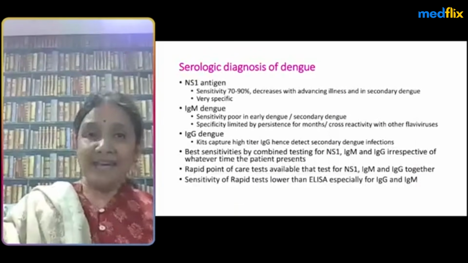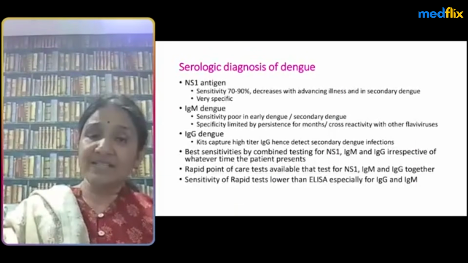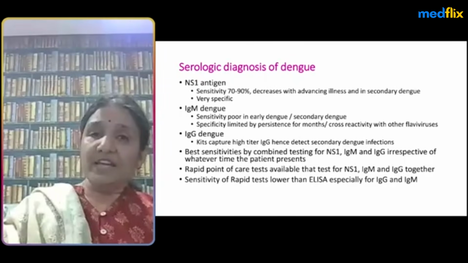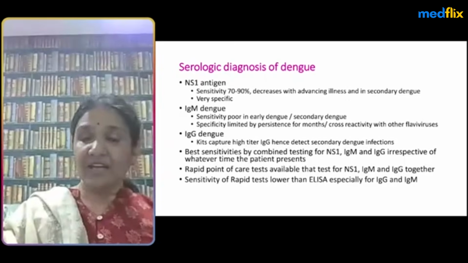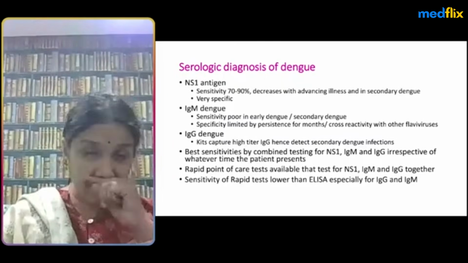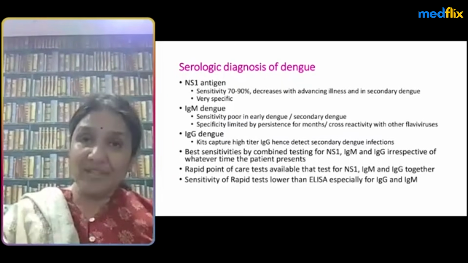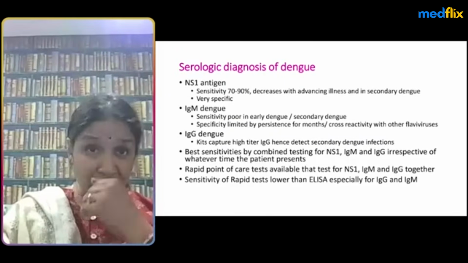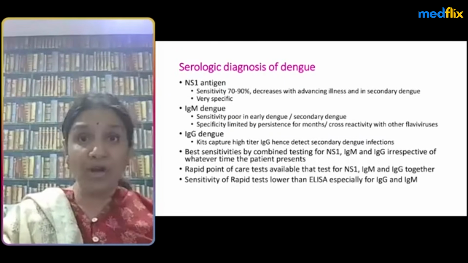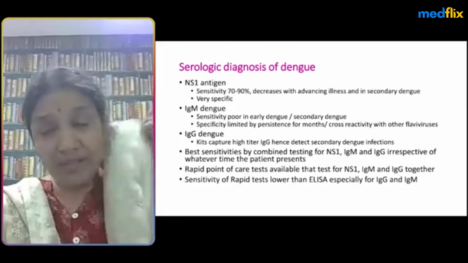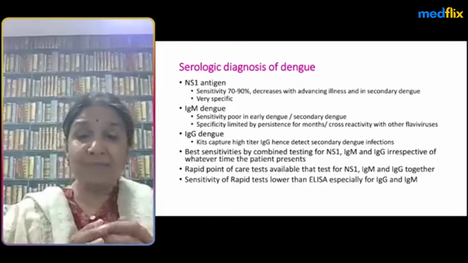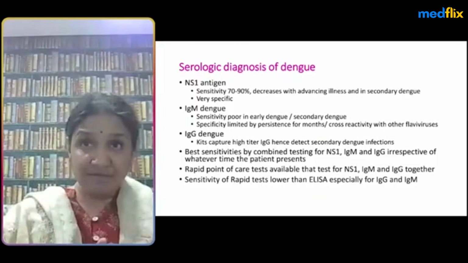So, NS1 sensitivity is 70 to 90%. It decreases with advancing illness and in secondary dengue, and it is very specific. That means if your NS1 is positive, you can be sure that you're dealing with dengue. IgM sensitivity is poor in early dengue and secondary dengue. And another important point you must remember is that IgM dengue is not very specific.